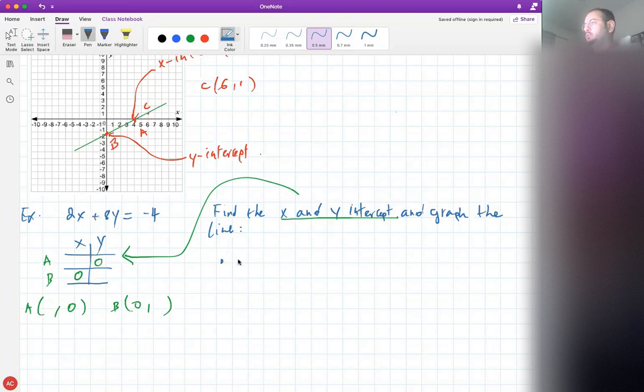Well, let's write it down. So 2x plus 8 times y. Again, the y is 0, so we're going to put 0 here, equals -4. So this is a point A. So point A, we have 0, but we don't know that. We don't know this one. We don't know the x.